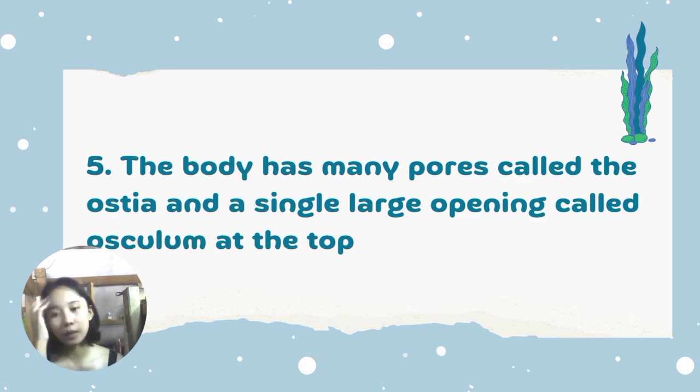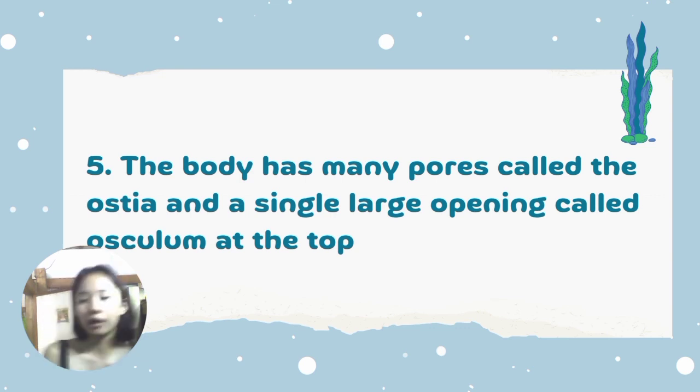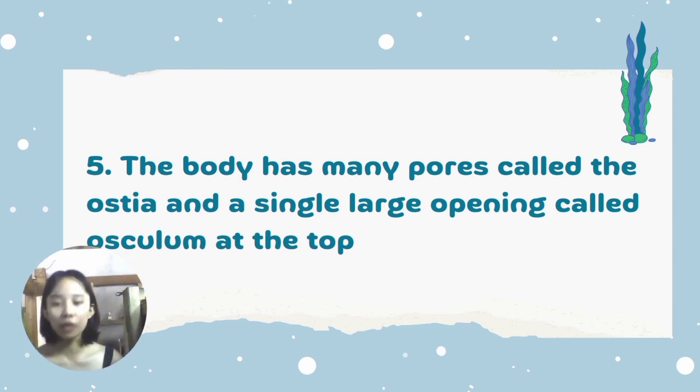So sa image or sa figure na pinakita ko kanina, ang ostia is like a pores na mostly talaga makikita talaga siya sa panlabas na mga sponges. Ito yung mga parang bilog-bilog-bilog. So that is what we call the ostia. So these are tiny pores for incoming water. While ang osculum naman is usually one large opening for outgoing water.